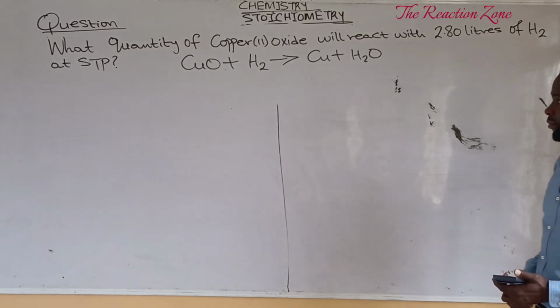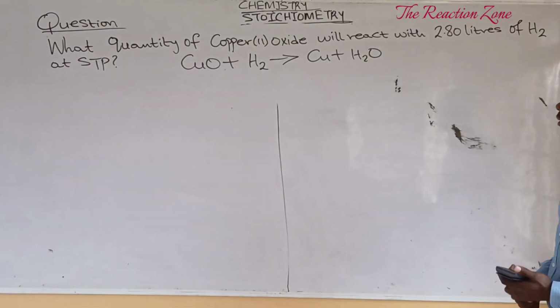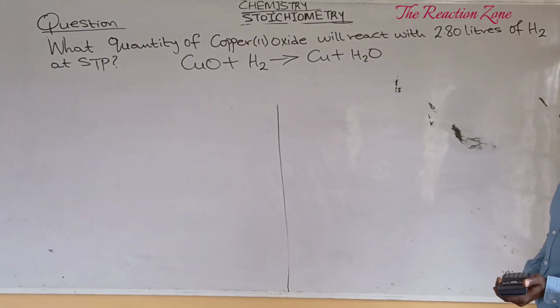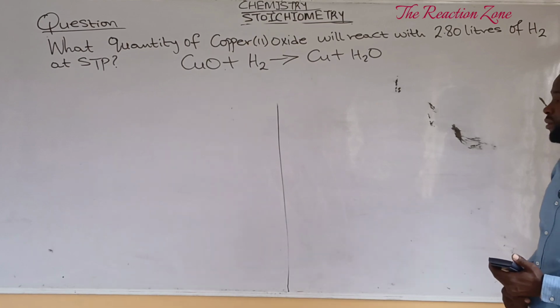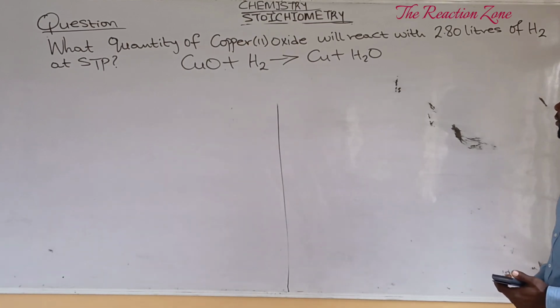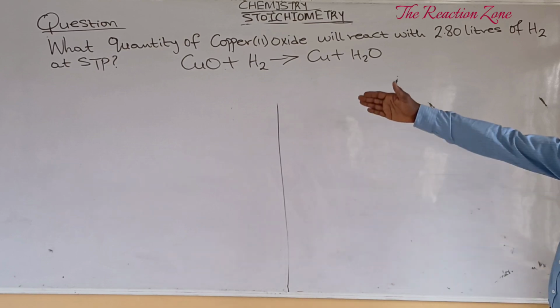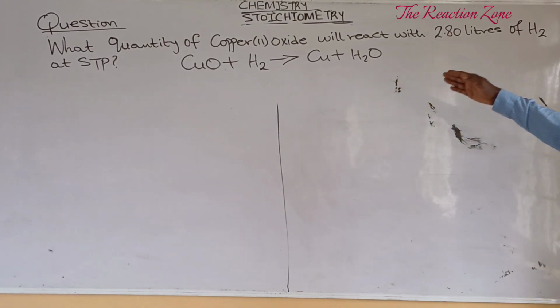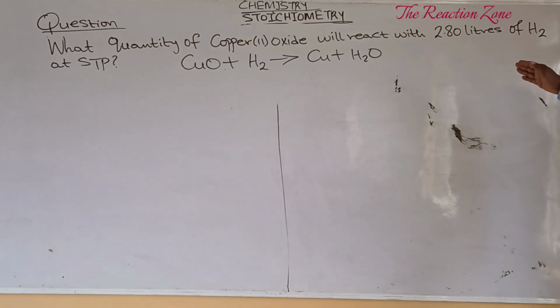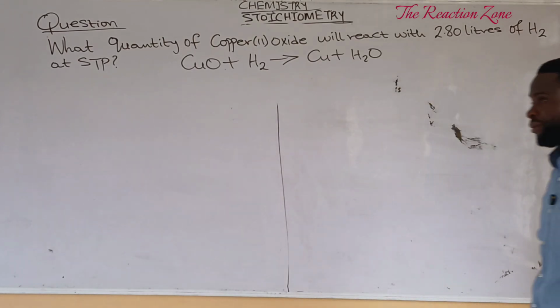In today's lesson, we're going to continue with solutions to questions on stoichiometry. And the question that we're going to look at today is as follows. What quantity of copper 2 oxide will react with 2.80 liters of hydrogen at standard temperature and pressure?